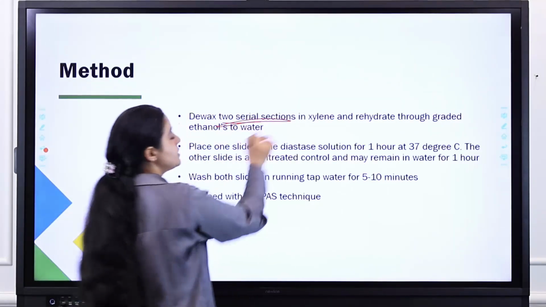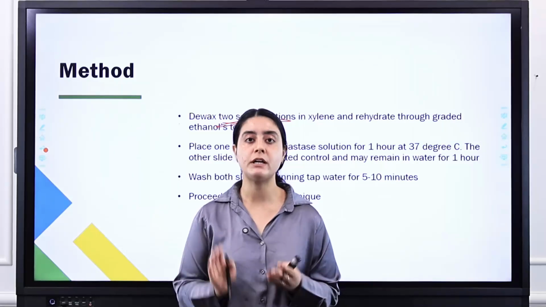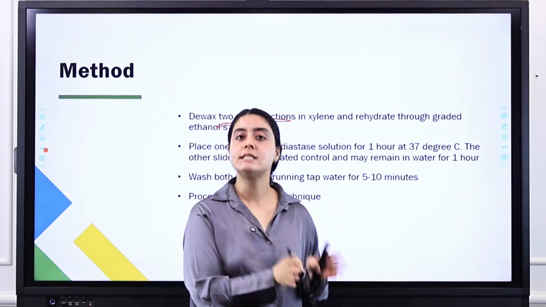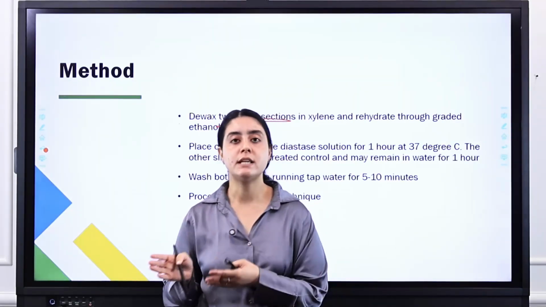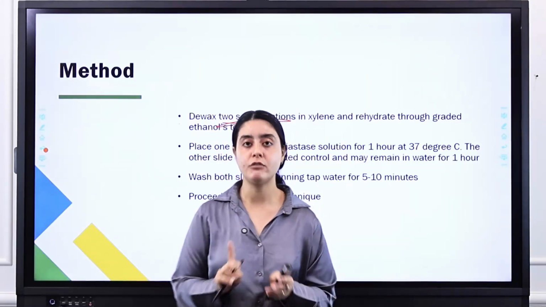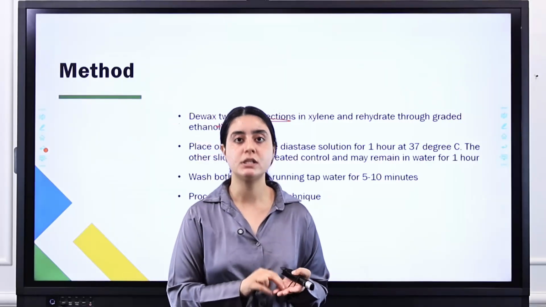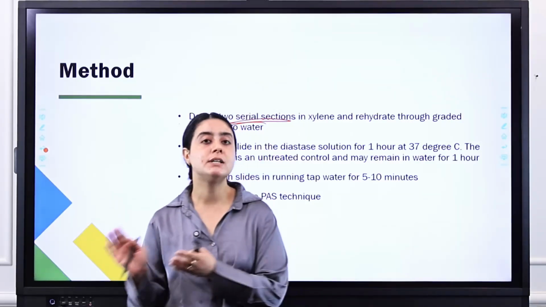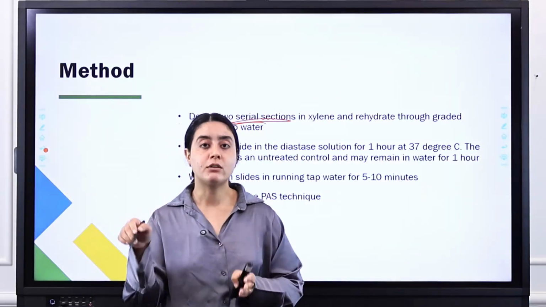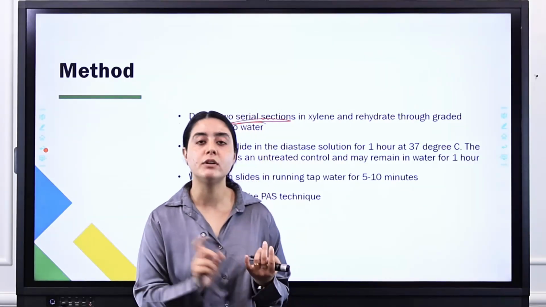DVAX 2 serial sections. Why here 2 serial sections? So we can easily differentiate between the two samples: one sample with glycogen, one sample without glycogen. If there is a magenta color, obviously glycogen is present. If the magenta color is absent, then glycogen was present and was digested by the diastase, so the magenta color will be absent.